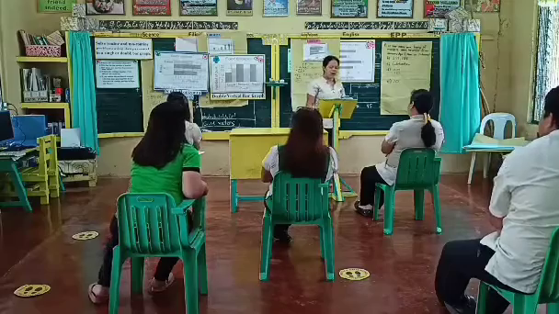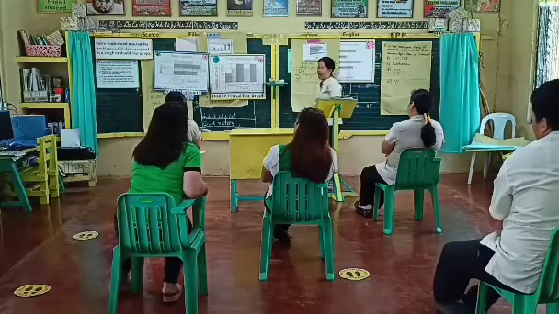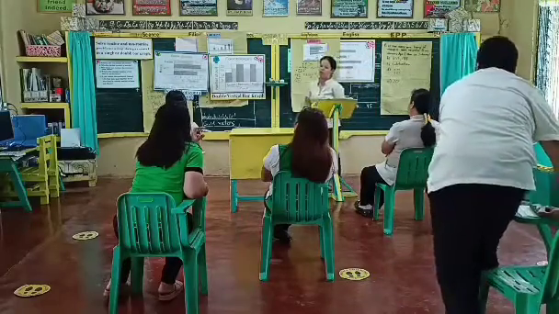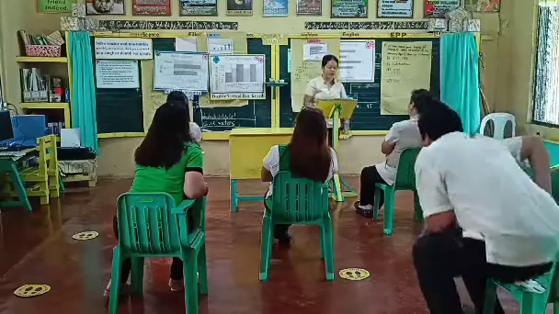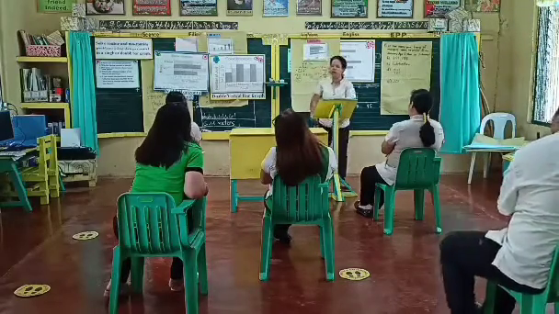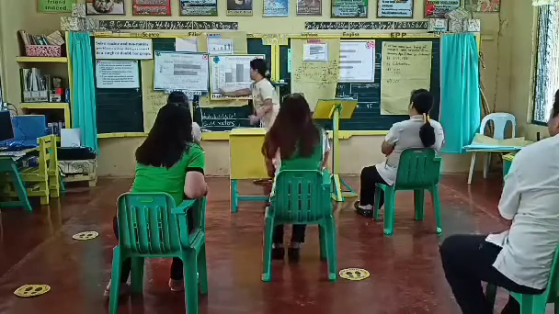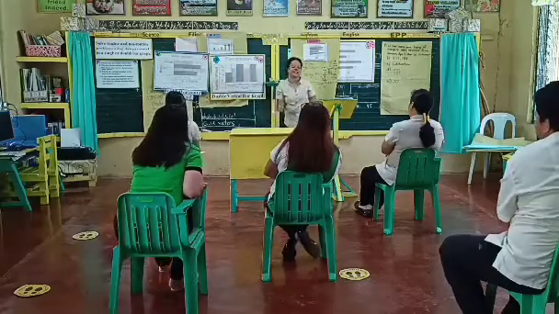Okay, next. What information is placed along the horizontal axis, Brian? Name of food. Very good. What about along the vertical axis, Mira? Number of pupils, ma'am. So, number of pupils. This is the vertical axis and this is the horizontal axis.